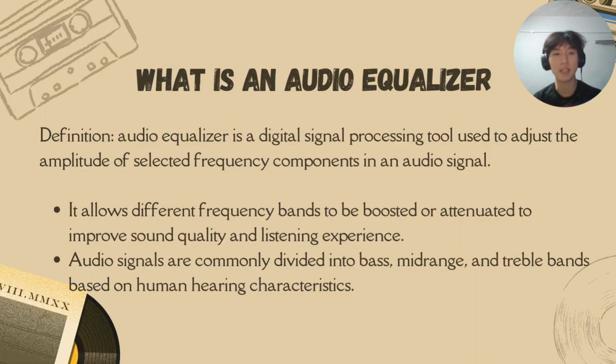An audio equalizer is a digital signal processing tool that allows us to adjust different frequency components in an audio signal. Instead of changing the whole sound, we can boost or reduce a specific frequency range. In audio systems, signals are commonly divided into bass, mid-range, and treble because each range affects how we perceive the sound quality. By controlling these bands, we can improve the clarity and overall listening experience.